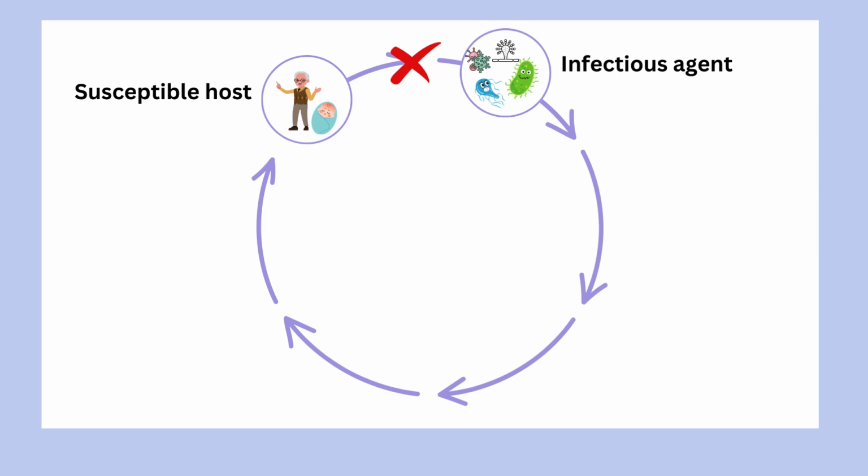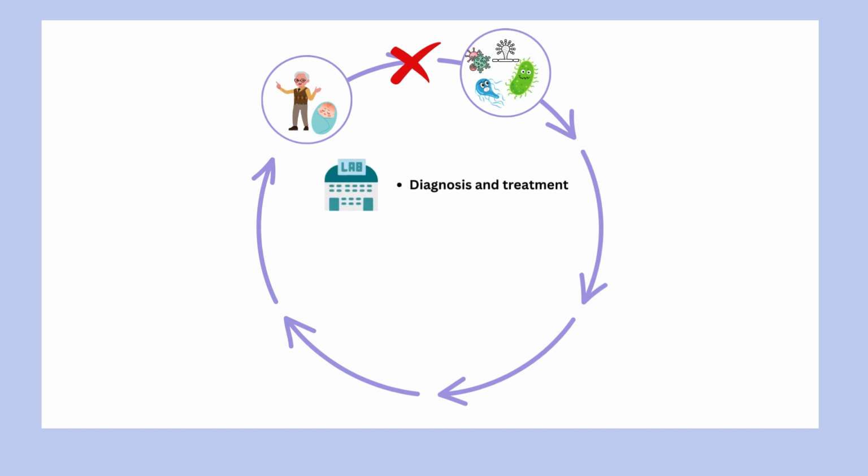Lastly, if the susceptible host becomes infected, how can we prevent the further spread of the infectious agents? The susceptible host should receive an accurate diagnosis to ensure the appropriate choice of antimicrobials. Secondly, an antimicrobial stewardship program should be implemented to prevent the spread of infections and the development of antimicrobial resistance in those infectious agents.